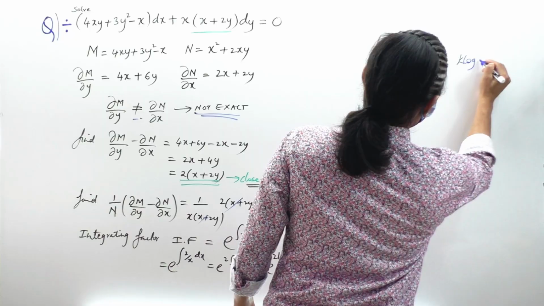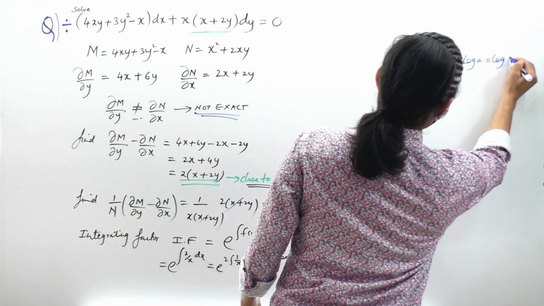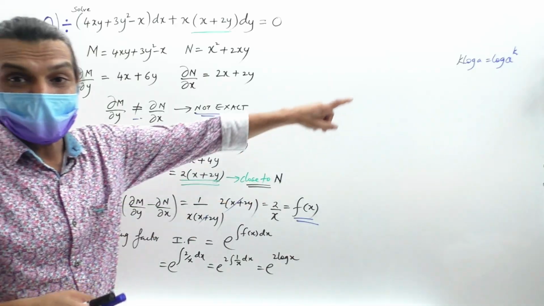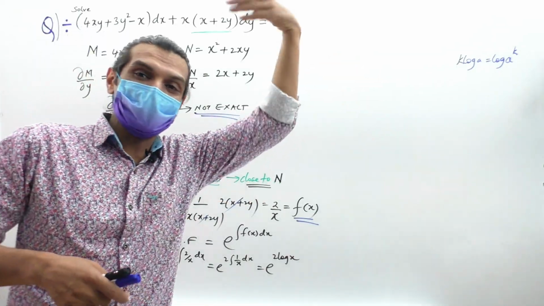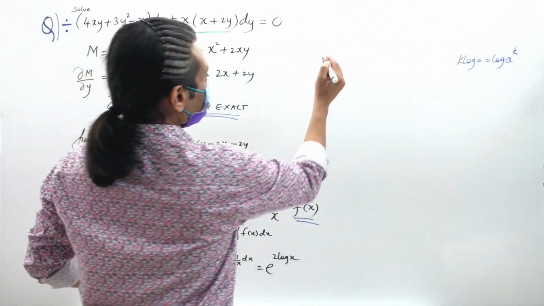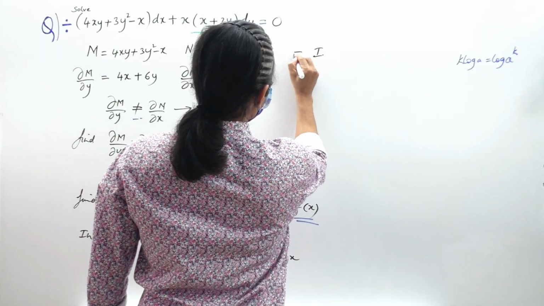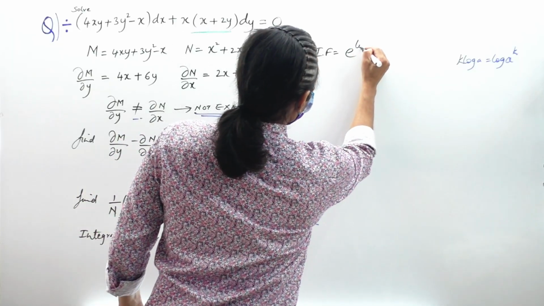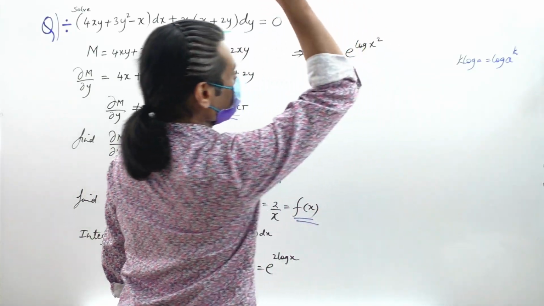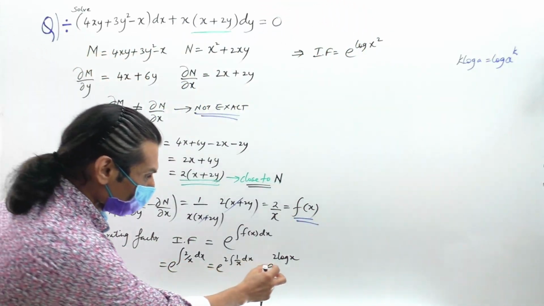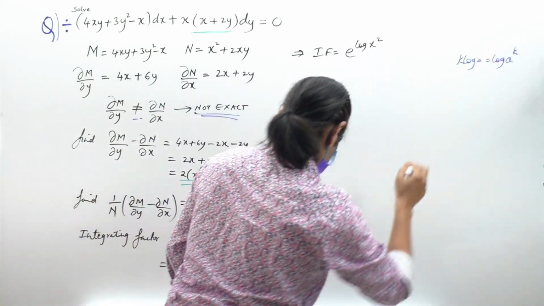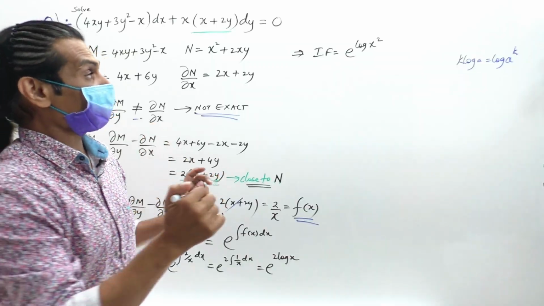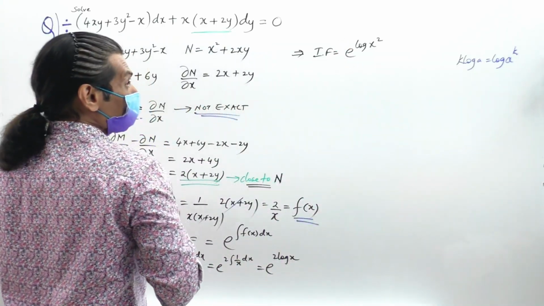k log a is equal to log of a raised to k. I hope you remember this. So using that, I can write here that IF is equal to e raised to log of x square. Now this makes sense. Why? k log a is log a raised to k, 2 log x is log x raised to 2. Getting it? Simple basics.